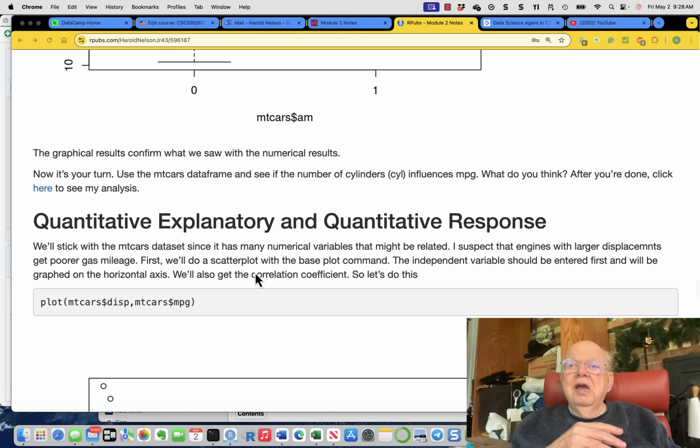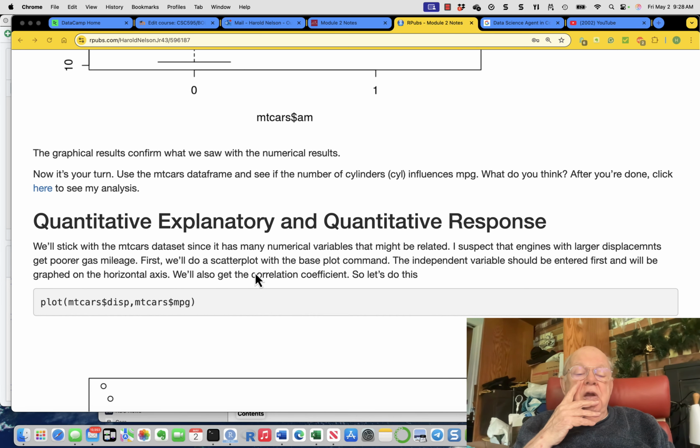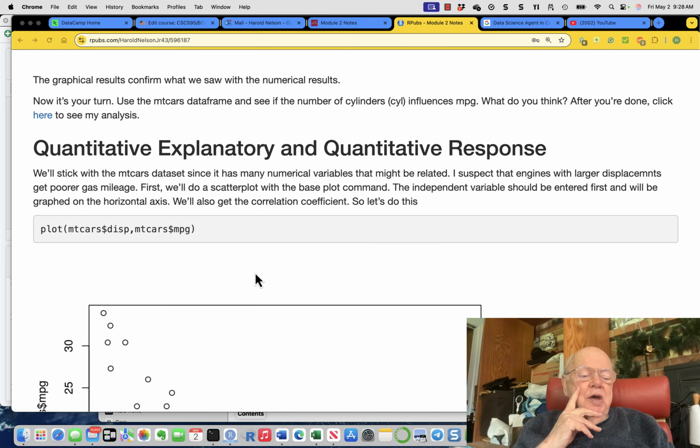Okay, the final thing is the relationship between two quantitative variables. Quantitative explanatory, quantitative response.